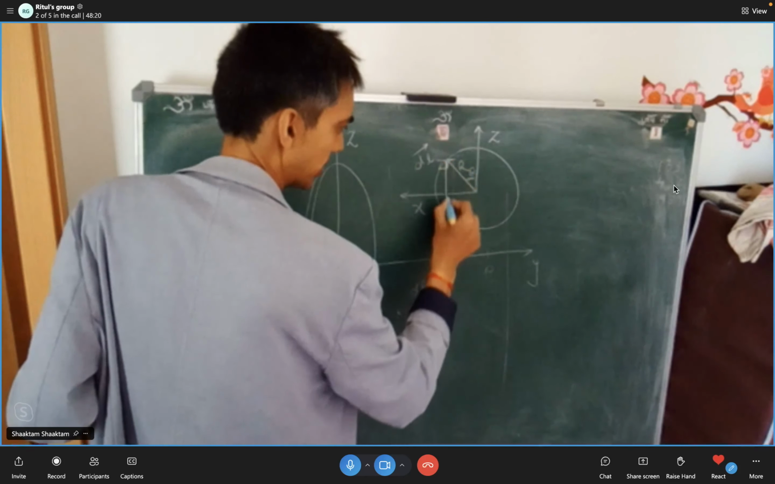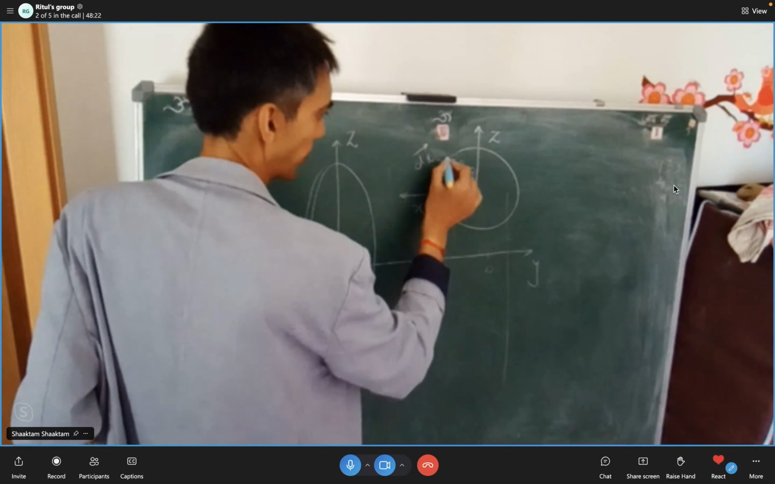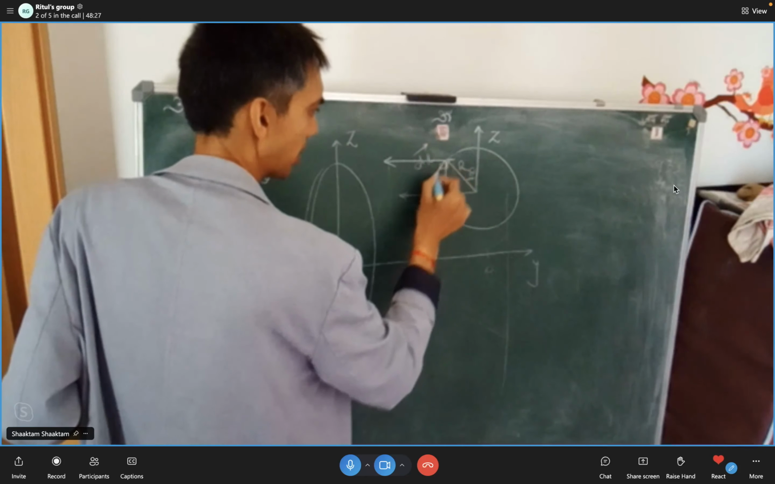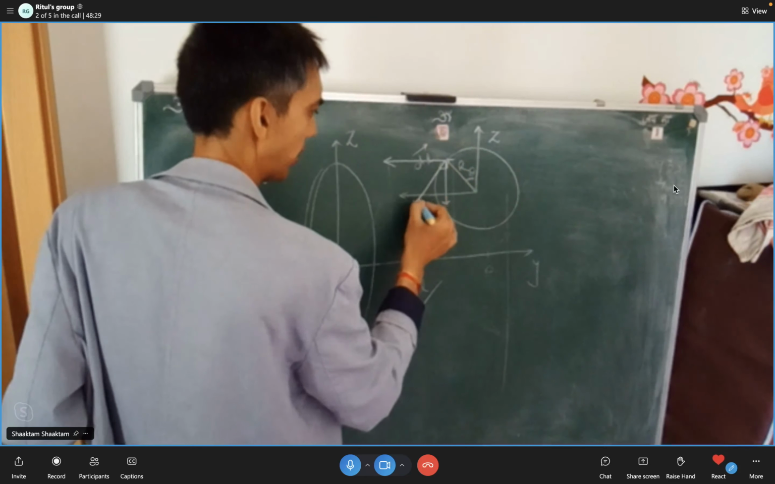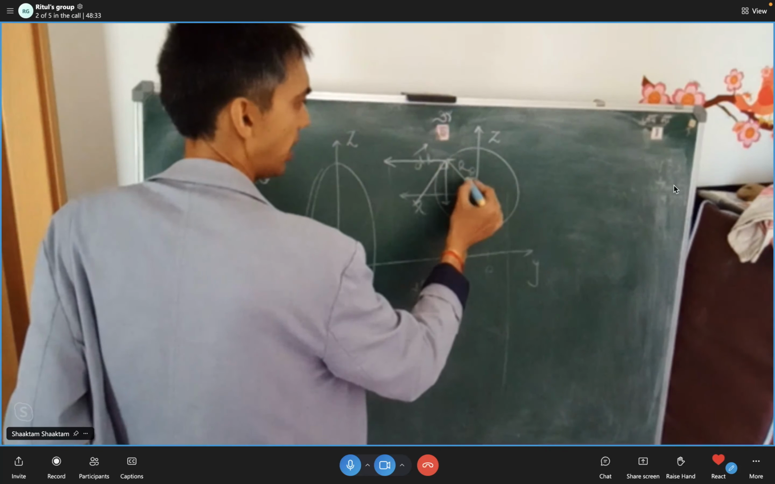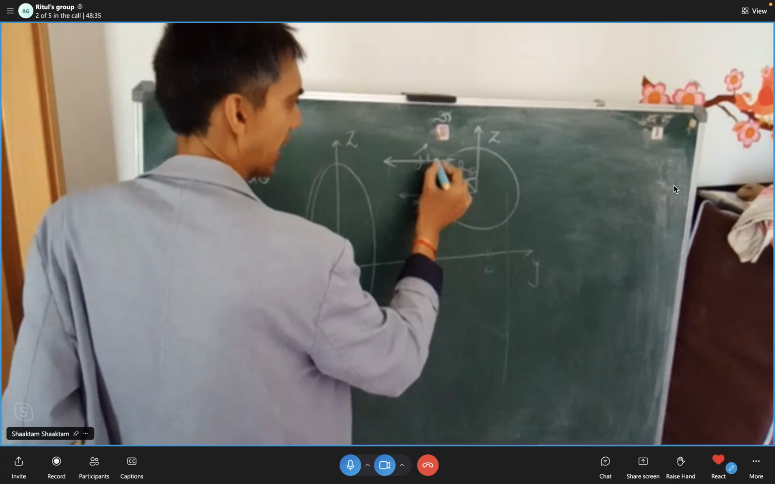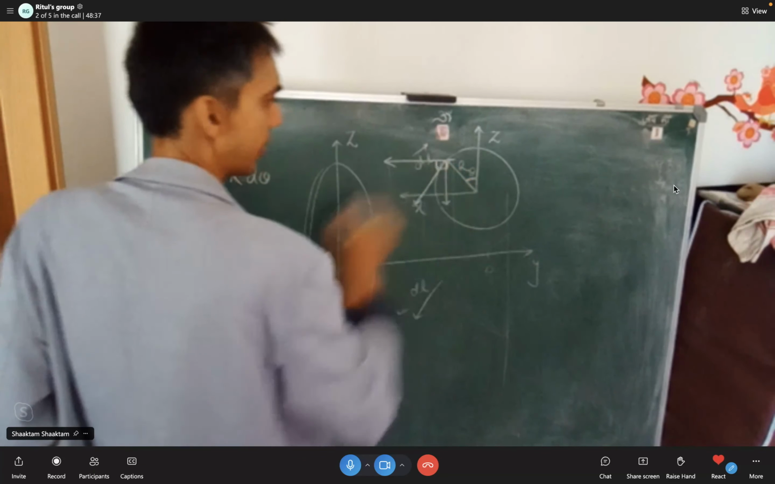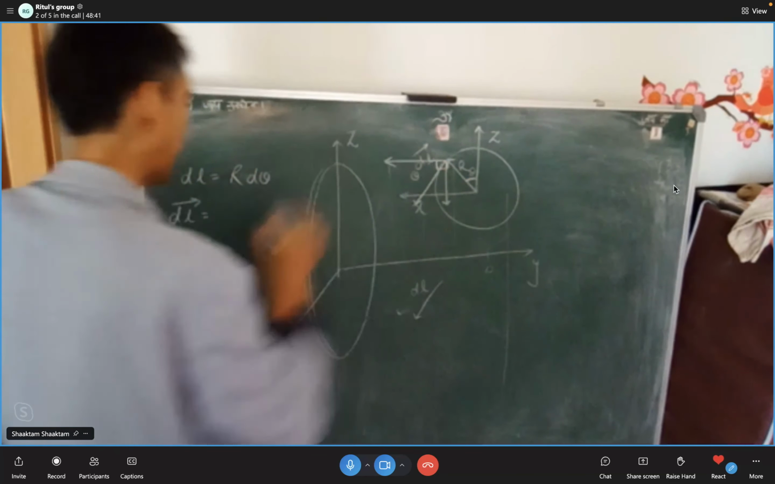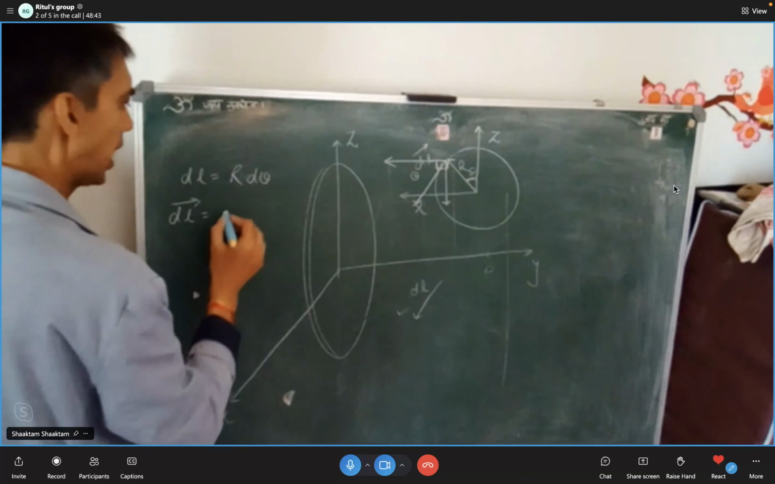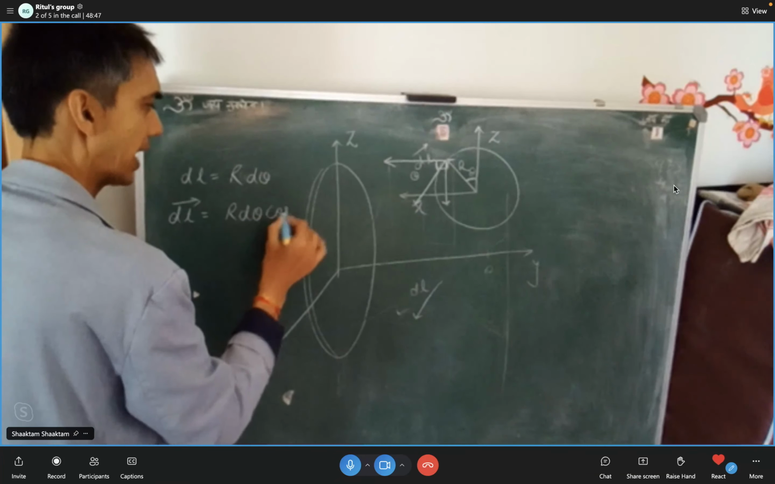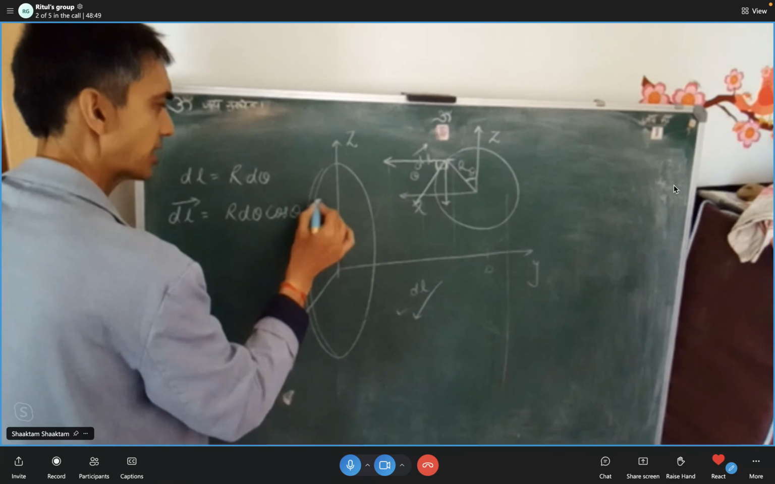Magnifying it doesn't make sense. It should be this way, right? Because dL itself is very small, but I'm just magnifying it for my convenience. Right here. So this is theta. What will this angle be? So that'll be theta 2. Yeah, this will be theta as well. What do we get to see from here? R d theta cos of the angle theta in the direction I cap.